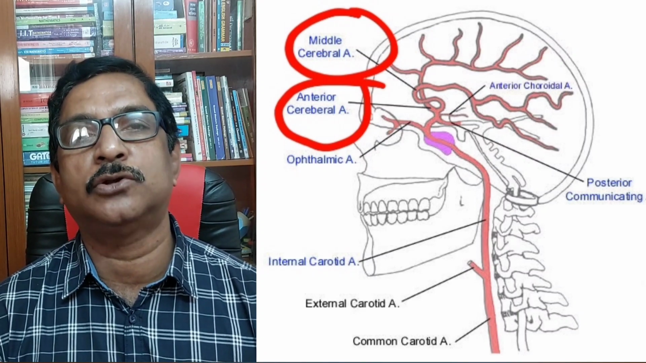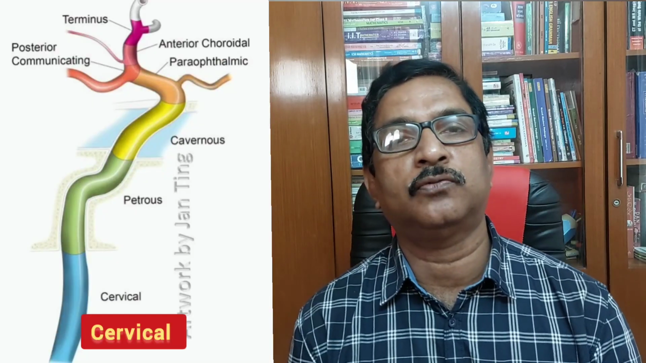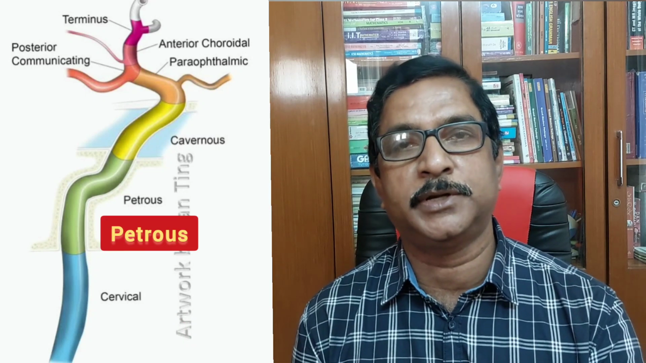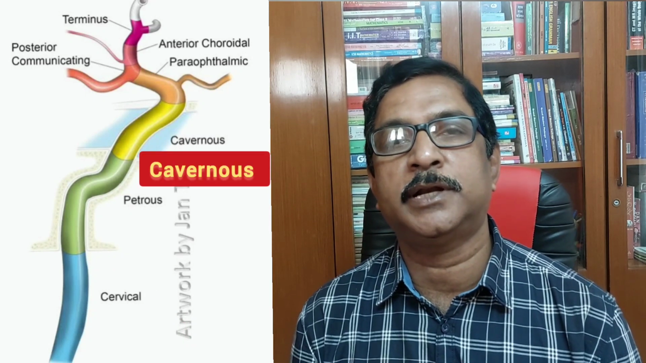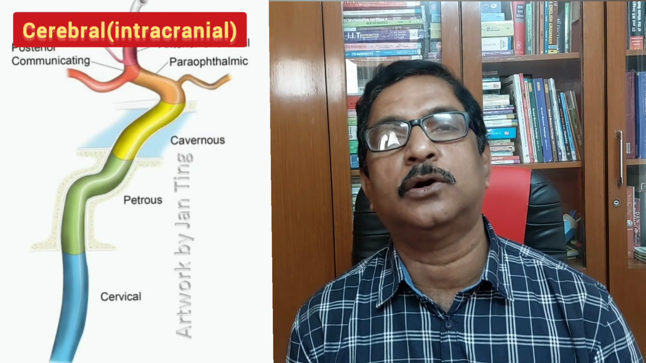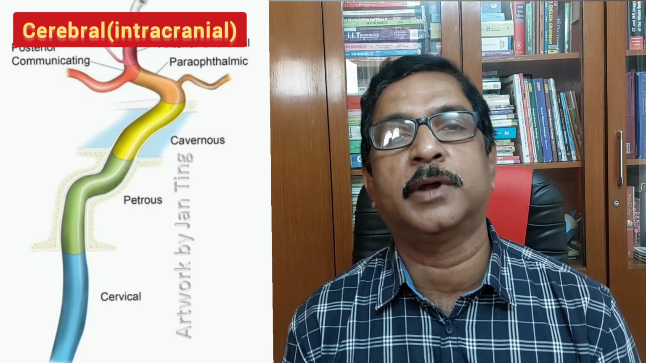Posterior cerebral artery is not a branch from the internal carotid artery. Posterior cerebral artery is a branch from the basilar artery, which is formed again by the two vertebral arteries. So altogether, the internal carotid artery has four parts: cervical part or first part without any branch, second part or called petrous part within the petrous bone, third part is the cavernous part within the cavernous sinus, and fourth part is the intracranial part or cerebral part having two terminal branches, anterior cerebral and middle cerebral.